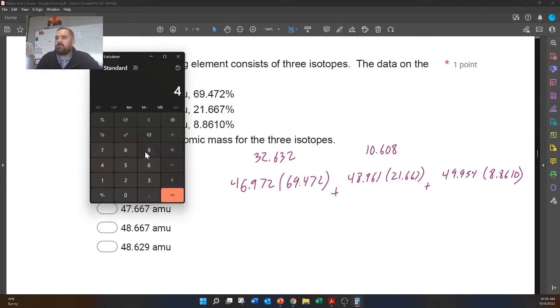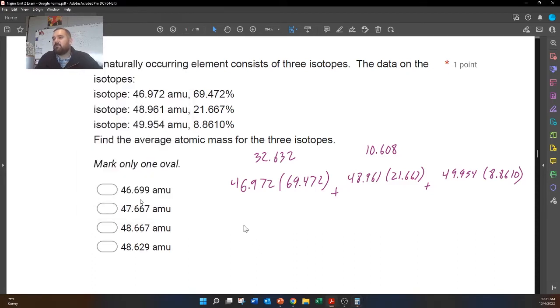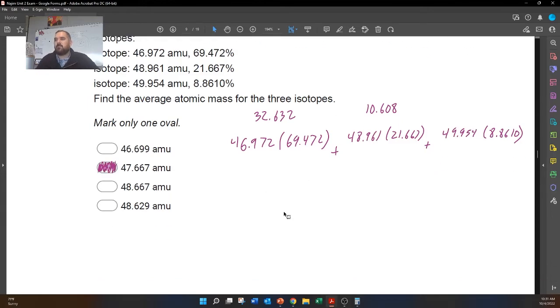And then our last one is going to be 49.954 times 8.861, divide by 100. And that gives us 4.426. And then we're just going to add all those together. So 4.426 plus 10.608 plus 32.632. And that's going to give us 47.666, 47.667. That's going to be our closest answer right there. Let's move on.